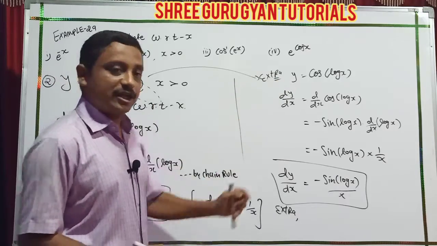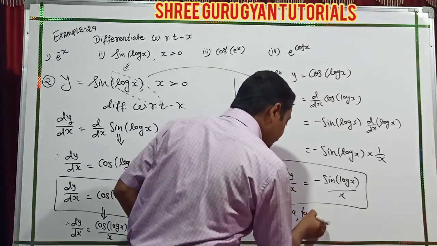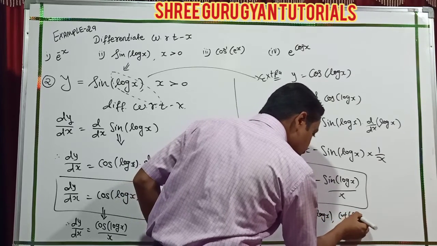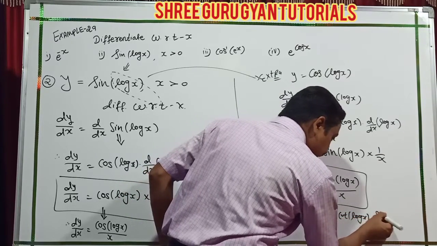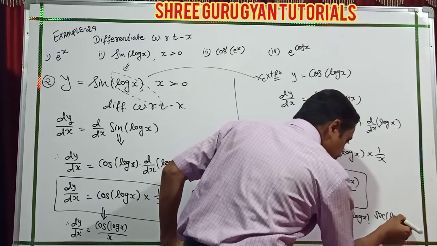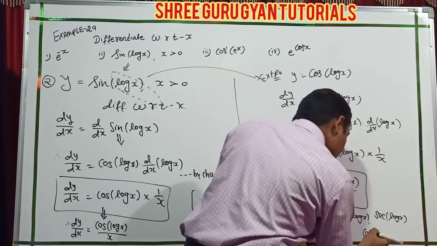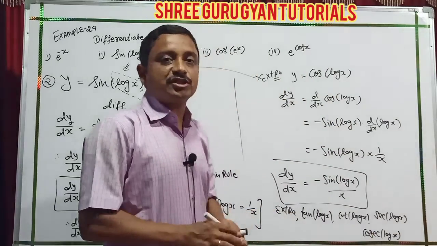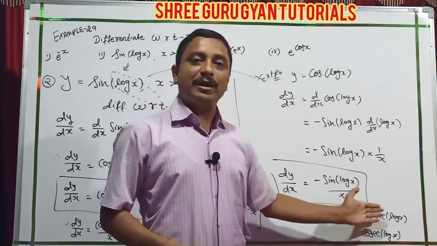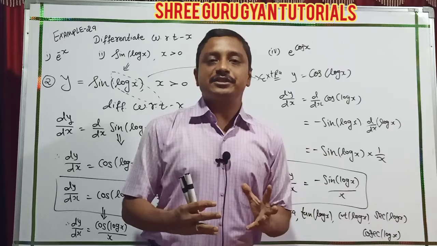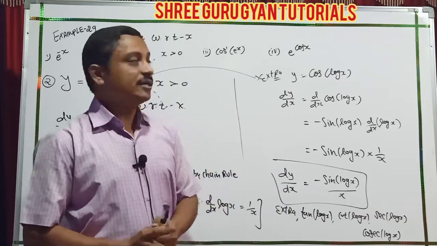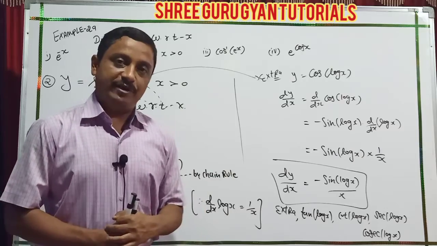Sine done, cos done. I write down tan, also cot, also sec, and lastly cosec. For your better practice, students, you just work out and calculate one by one these types of functions. Then you build up your confidence at this level for derivatives.